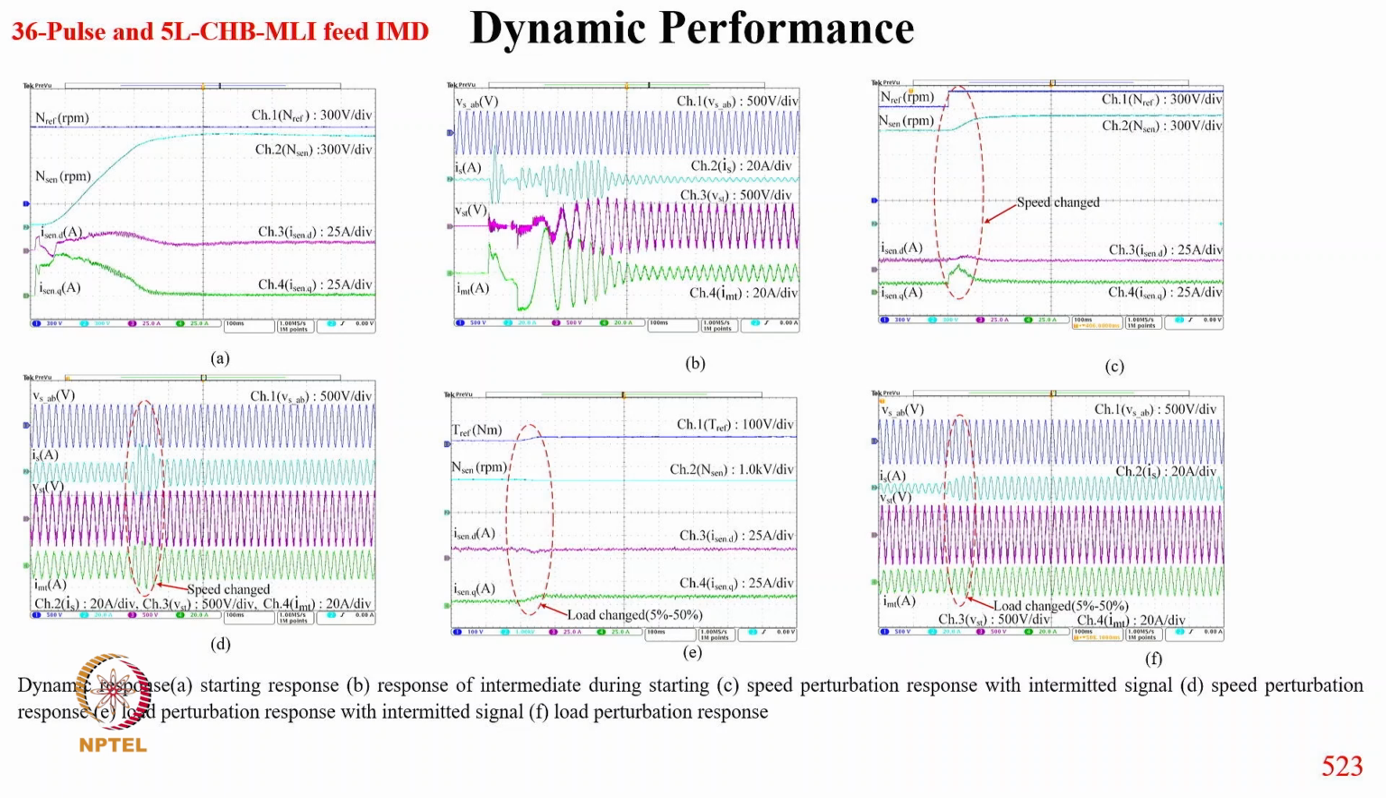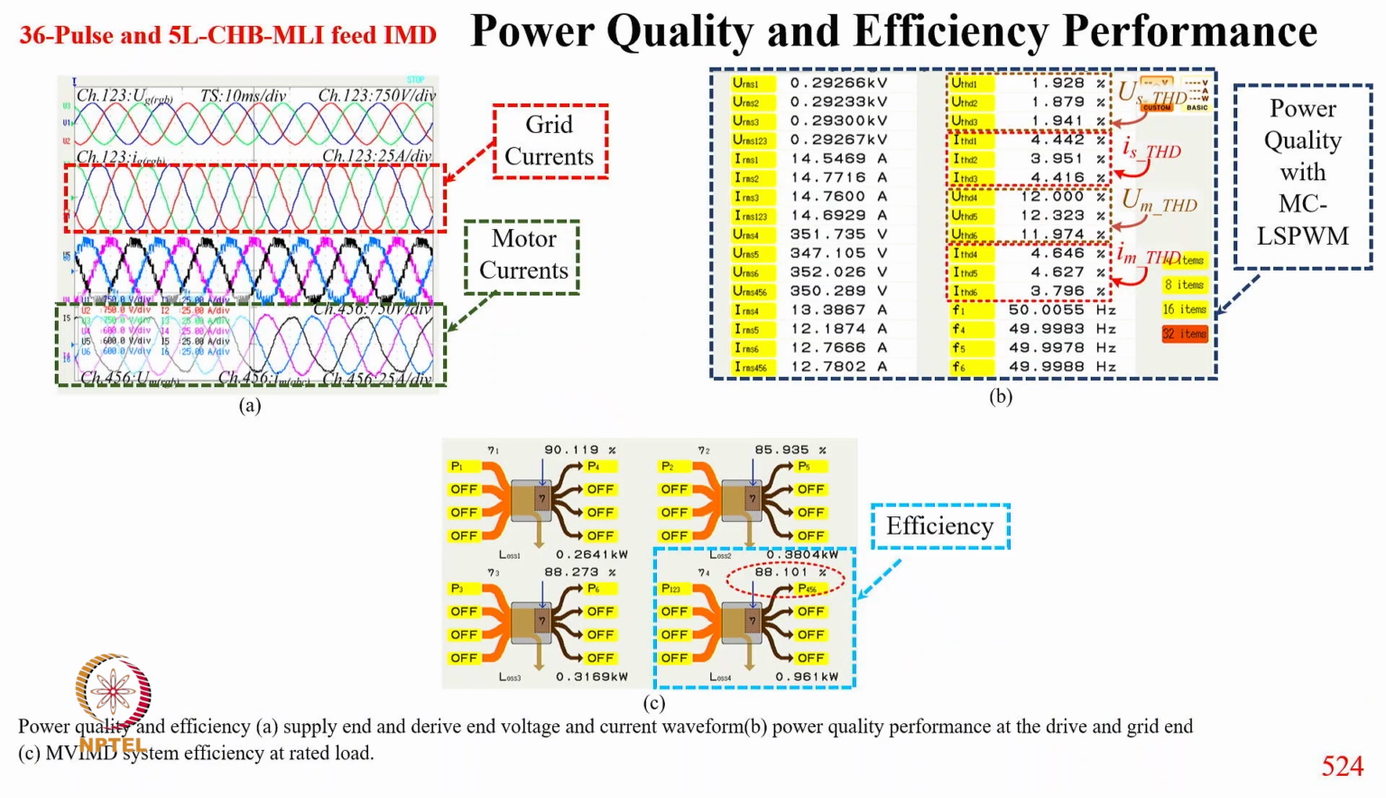So during starting, supply voltage, supply current, and motor voltage, motor current, and similarly during load change also supply voltage, supply current, and motor voltage, motor current, and intermediate change. And the THD of the supply current in the case of the 36 pulse converter is around 4%, and for the 5 level the current THD is around 4.6%.